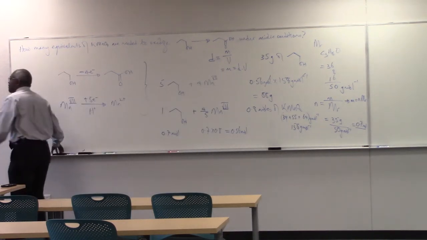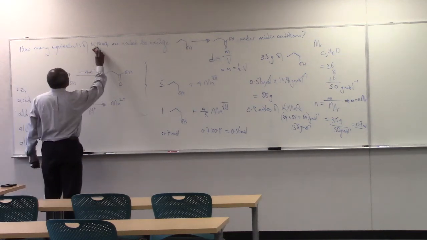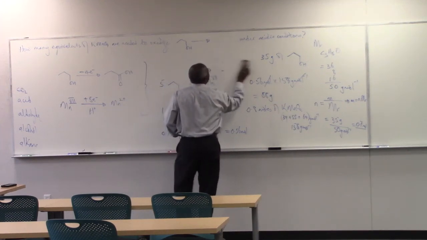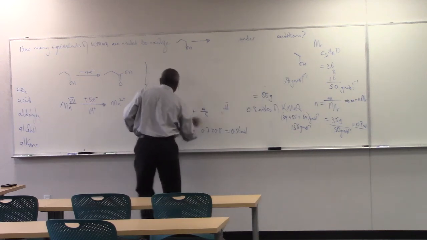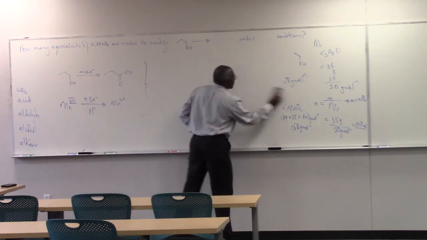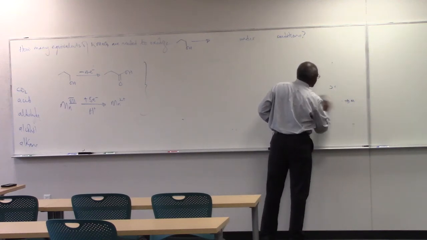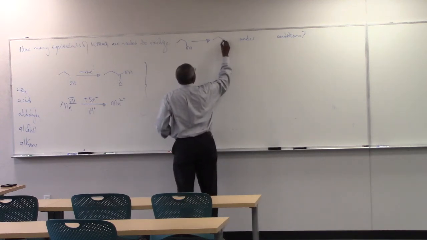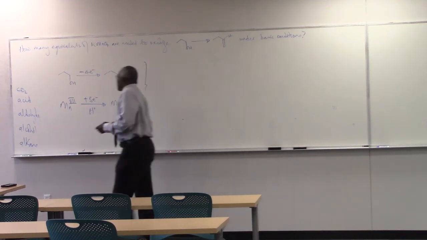Let's do another one. How many equivalents of potassium permanganate are needed to oxidize that compound? I'll use the same one. This time we're going to go to the alcohol, to the aldehyde. I'm going to do it under basic conditions. So we'll go from here to here under basic conditions. How do we do that?